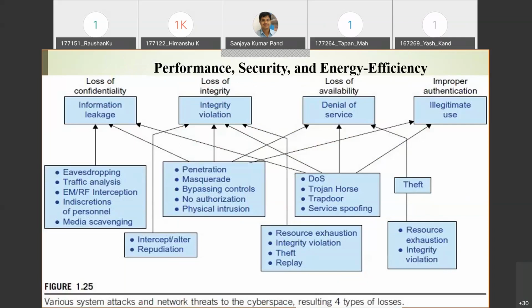You cannot say that one type of attack is only possible in confidentiality. Sometimes one attack is dependent on confidentiality as well as integrity. You can see a lot of attacks are there. As you may have a subject of security, you can go through these various types of threats or attacks, and we explore these types of attacks.